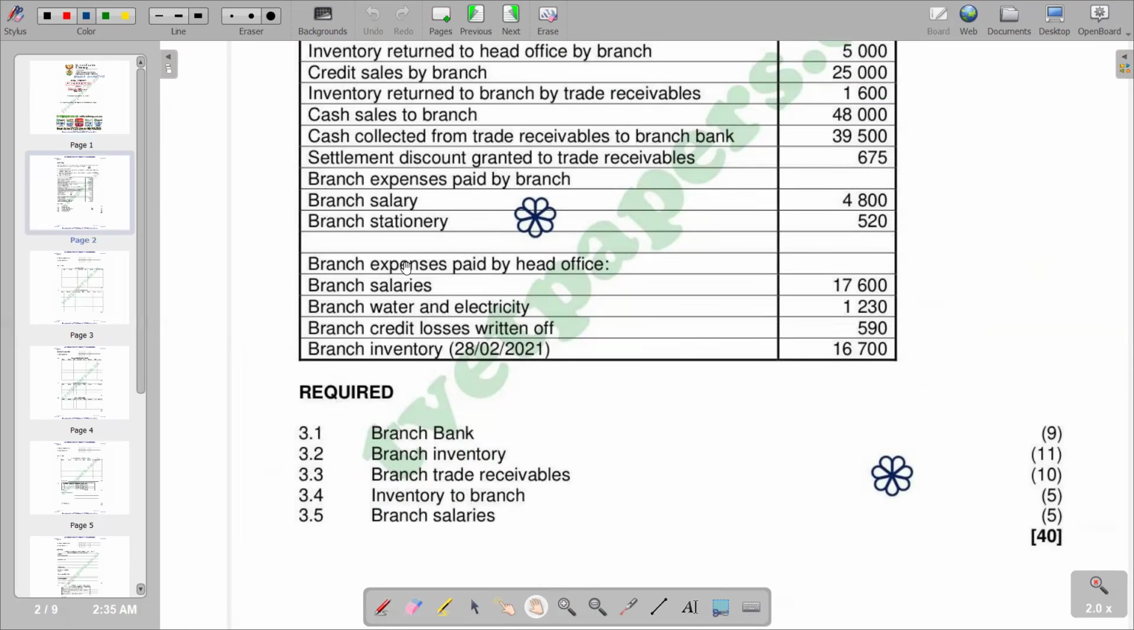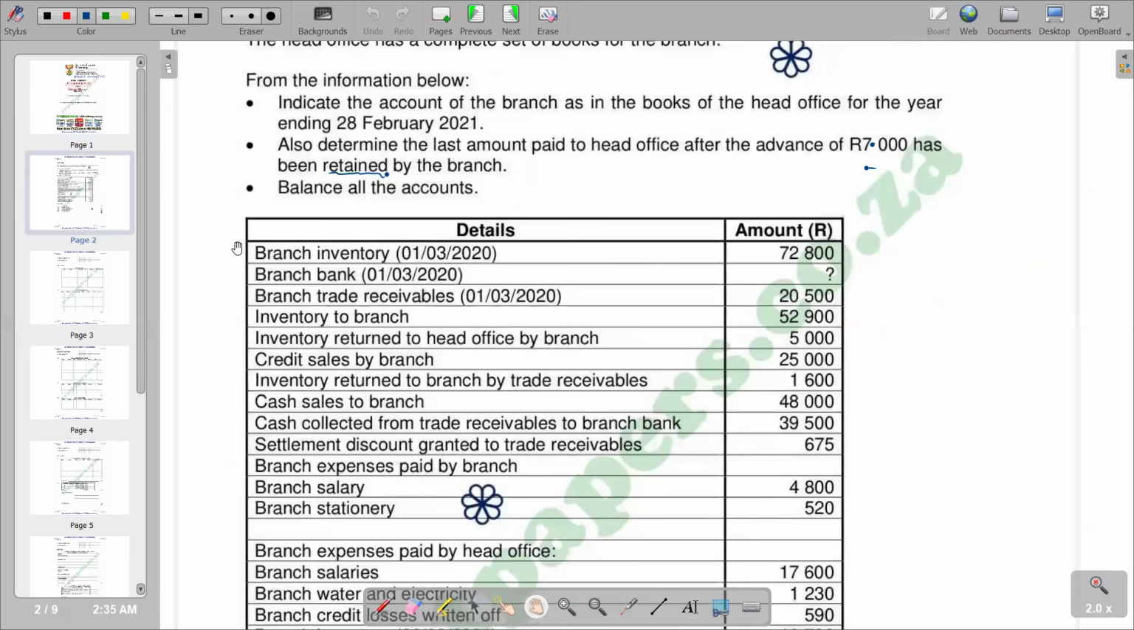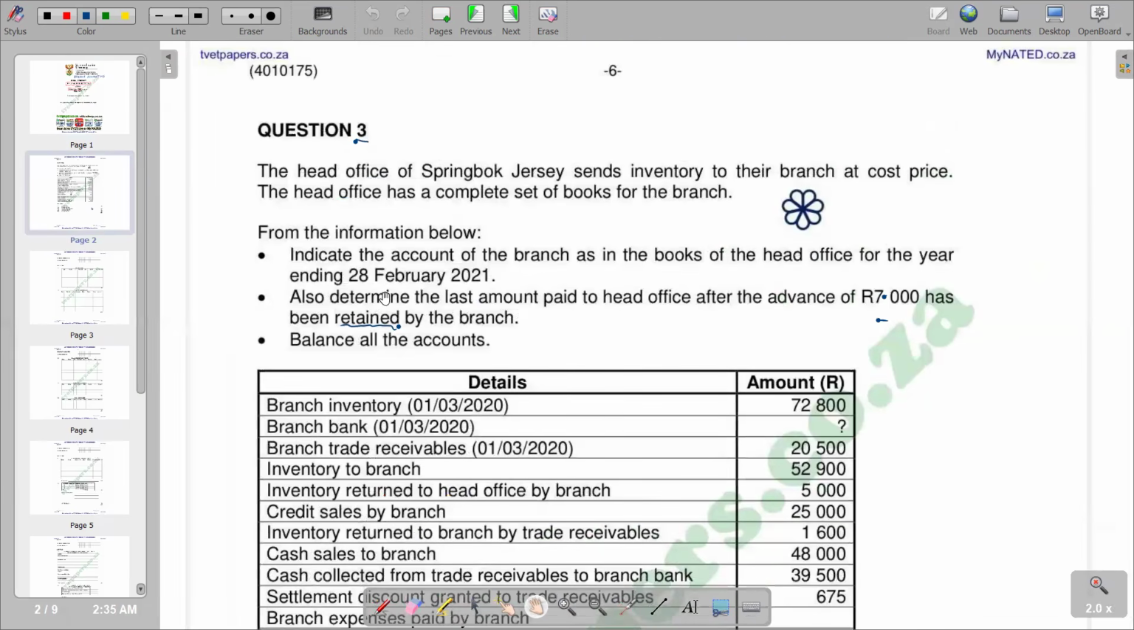Obviously, we are going to start with the information that we are given at the beginning of the list of balances, whereby the first item is branch inventory, 01/03/2020, which is 1 March 2020. We know that our year is ending 28 February 2021. So this one is the opening balance of branch inventory. The 72,800 we are going to have as our balance BD in the branch inventory, on the debit side, 72,800.